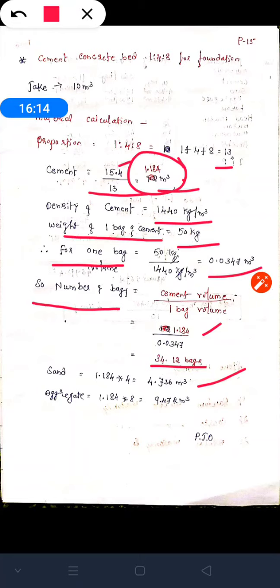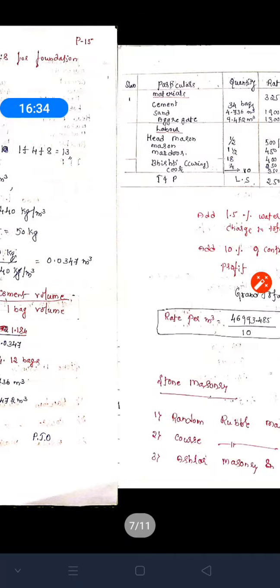That is what cement is, 1.184. So 1.184 into the proportion, which is 4 for sand, gives a total of 4.736. Then for coarse aggregate, 1.184 into 8 gives 9.472. So this is all about the metric calculation.